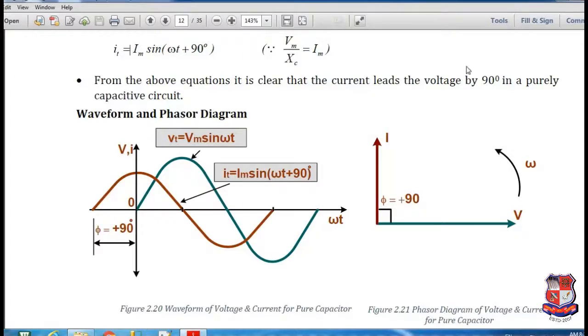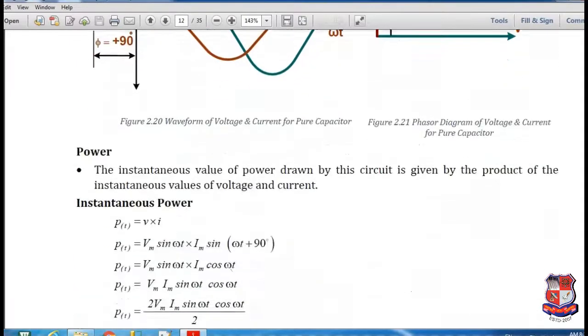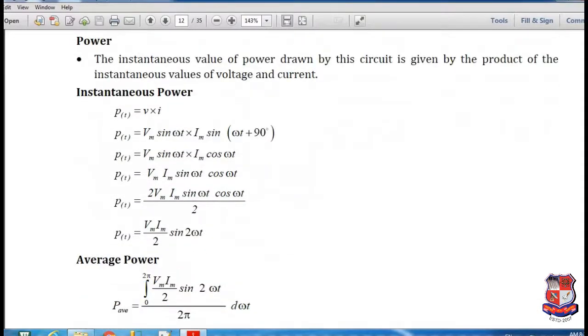Now we are going for the phasor diagram for the purely capacitive circuit. Inside the voltage equation the phase angle is 0 degrees, so the voltage source is considered as the reference line, whereas the current leads the voltage by 90 degrees, so it should be indicated over here. So that's the phasor diagram for the purely capacitive circuit.